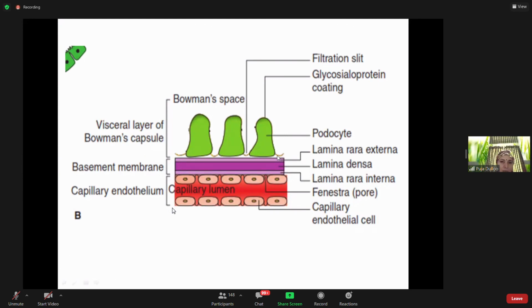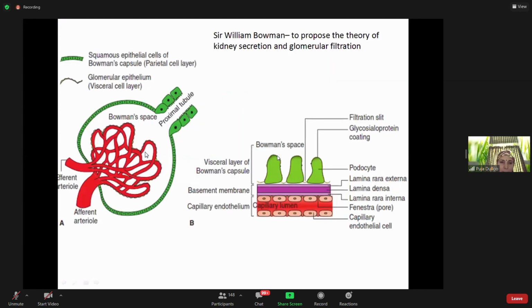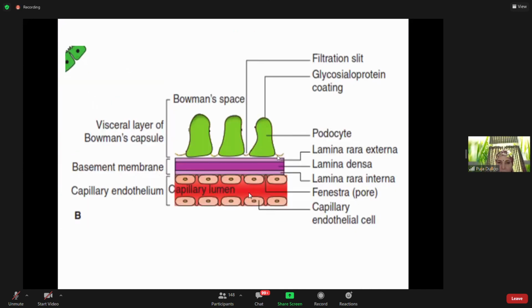This is the structure. I have taken a piece here and enlarged it. This is the enlarged part. Let's see how it works. This is the glomerular capillary. Now, the glomerular capillary is having gaps or pores.